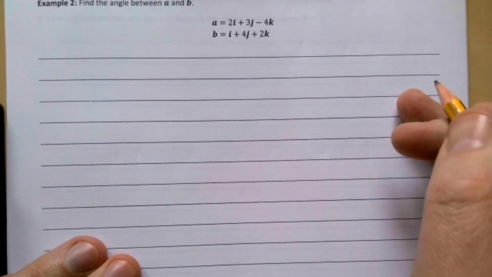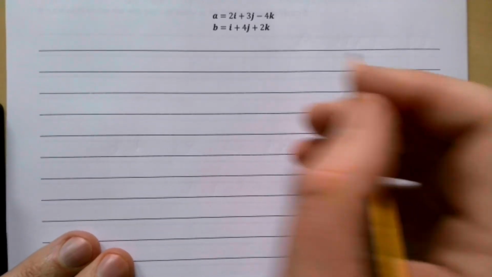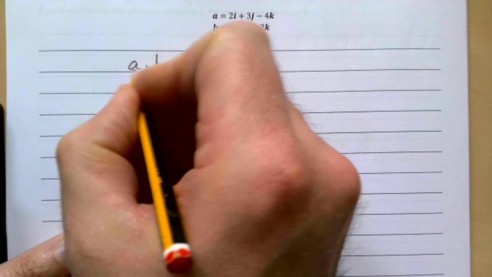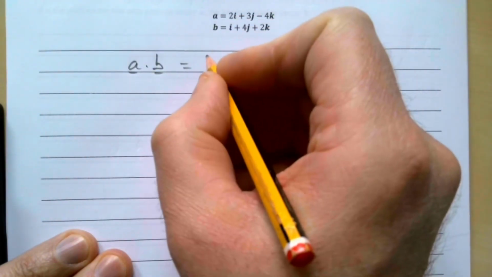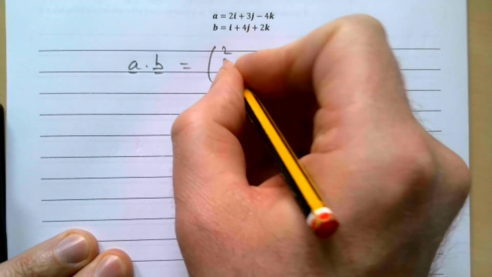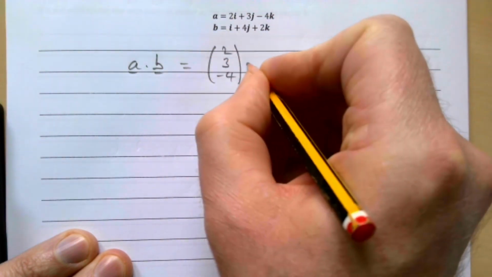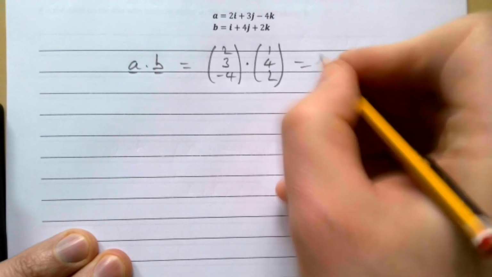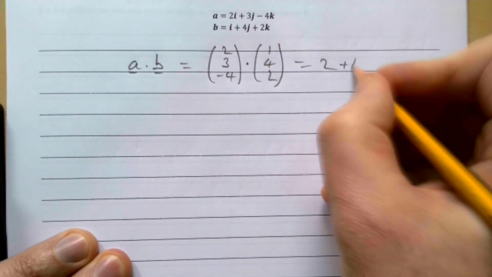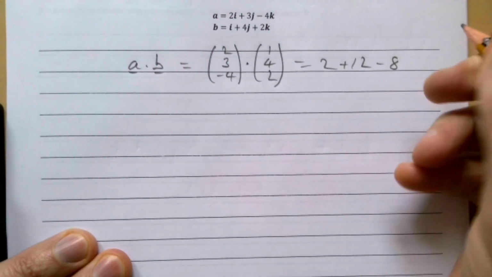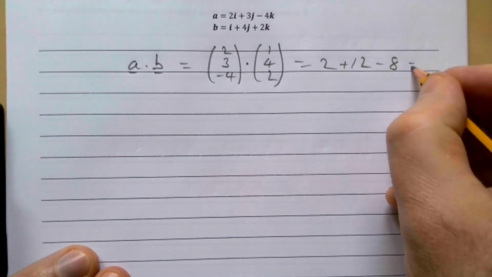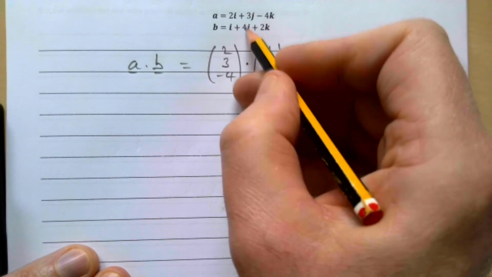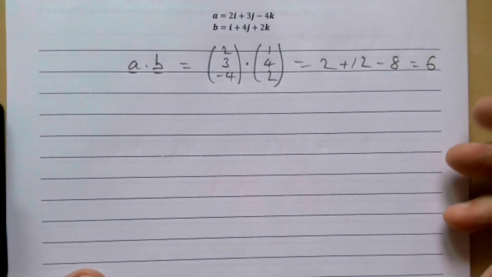Example 2, find the angle between A and B. So first of all, let's work out our dot product, and we'll just do this one in column form. So it's just going to be 2, 3, minus 4 dot 1, 4, 2. So that's going to be 2 plus 12 minus 8. And that means the dot product in this case is just going to be 6. You don't need to change it into column form to do that, but it's 2 times 1, plus 12, minus 8, and that gives 6, so that's our dot product.